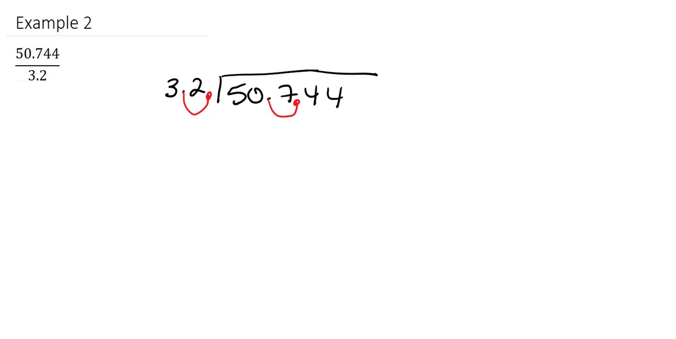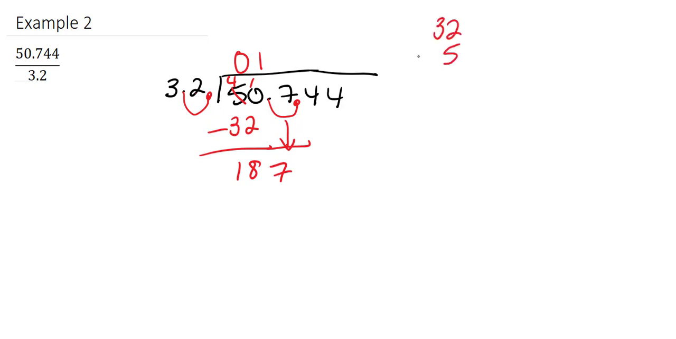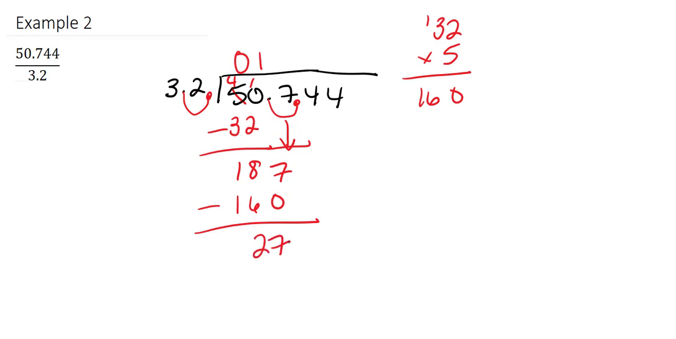32 can't go into 5, so we just put a 0 there. But 32 can go into 50 one time. We subtract, and we get 18. Then we bring down a 7. So 32 can go into 187 how many times? Let's go 32 times 5. We get 160. We subtract, and we get 27. Let's put that 5 above. Then we bring down a 4.